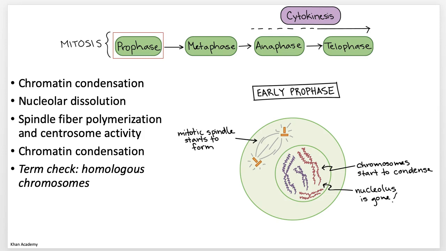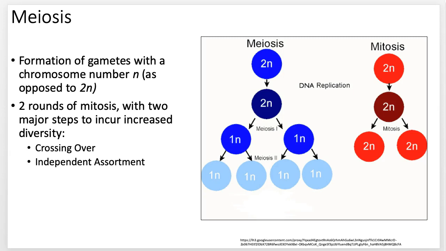Now we're going to do some stuff to them first before we get there. We need to go through basically 2 rounds of mitosis, which we call meiosis, and we need to increase our genetic diversity.